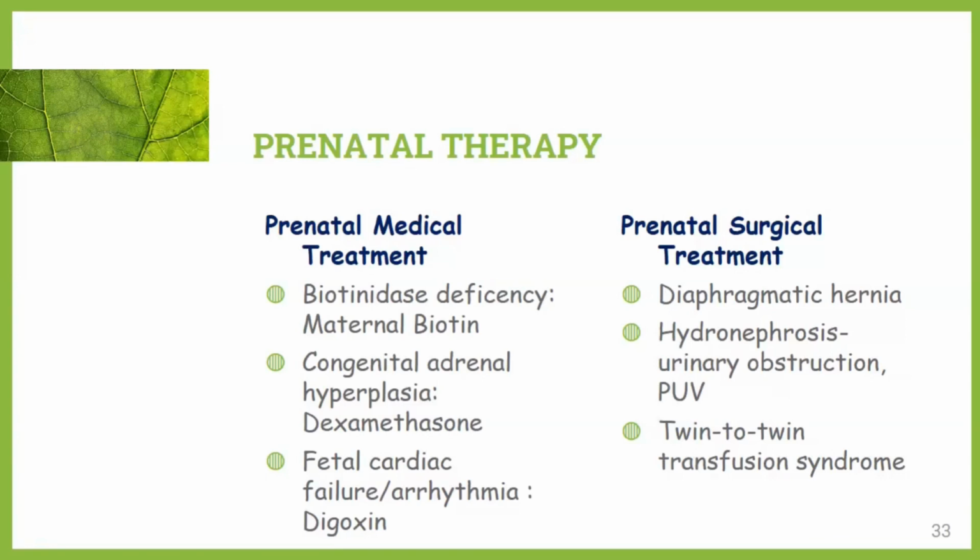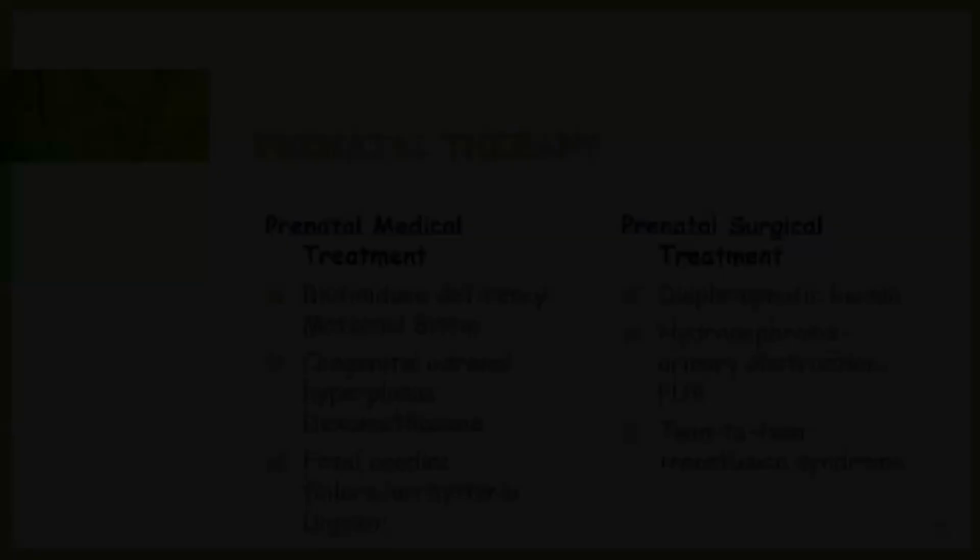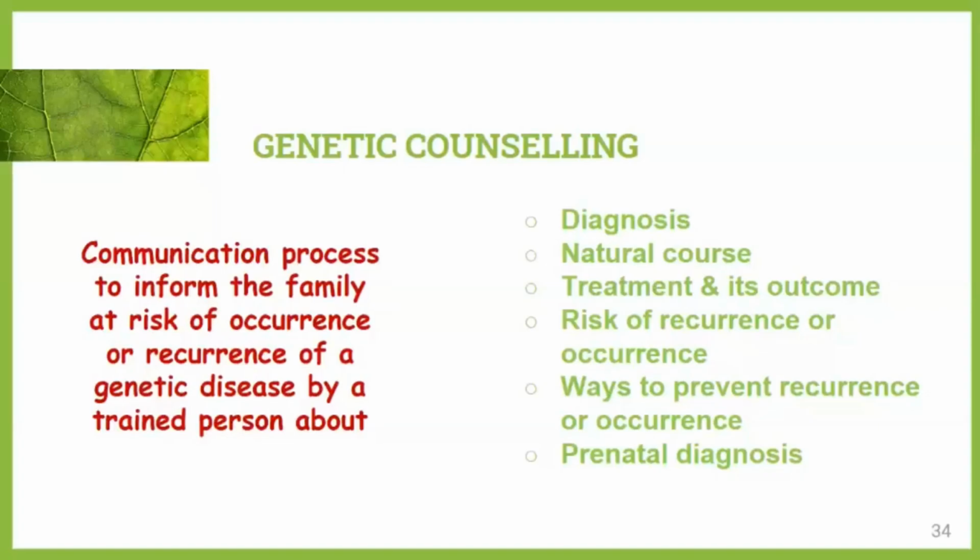Then for fetal cardiac failure or arrhythmia, digoxin is still used, and more commonly now. Digoxin or sotalol, so many drugs the cardiologists are using. We also have surgical treatment for diaphragmatic hernia and hydronephrosis; just for completeness' sake I have put these. But finally, the most important thing is genetic counseling. Do not forget preventive aspects, genetic counseling and prenatal diagnosis, because therapy is there and you can do a lot for the patient.